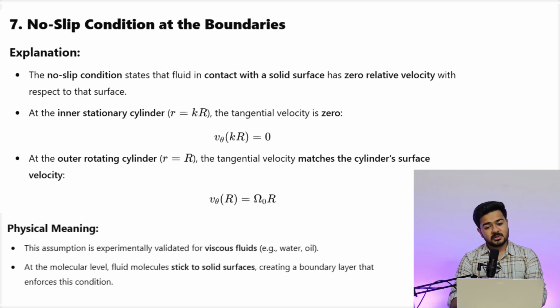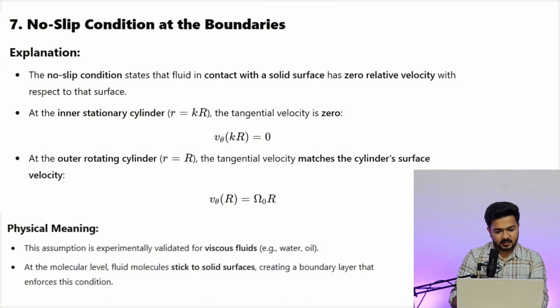Seventh is the no-slip boundary condition. So we are considering that there is no slip between the fluid and the wall, that the last layer of fluid and the layer of the wall are being rotated at the same velocity, so there is the no-slip condition.